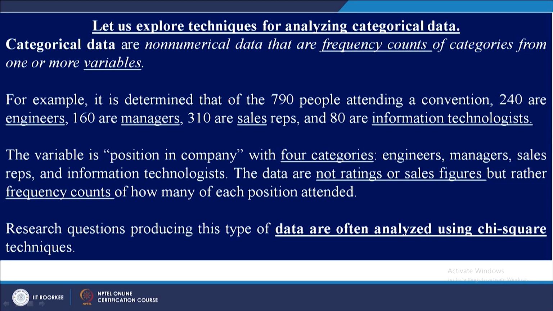Let us say there are 790 people attending one convention and 240 of them are engineers, 160 managers, 310 sales representatives, 80 are information technologies and so on. So, here what we have said, there is one variable which is categorical variable and non-numeric variable, and it has got 4 different categories, right. So, those categories are let us say engineers, managers, sales representatives and information technologies, right. So, when we have got research questions producing such type of data, they are analyzed using a technique called chi-square test.